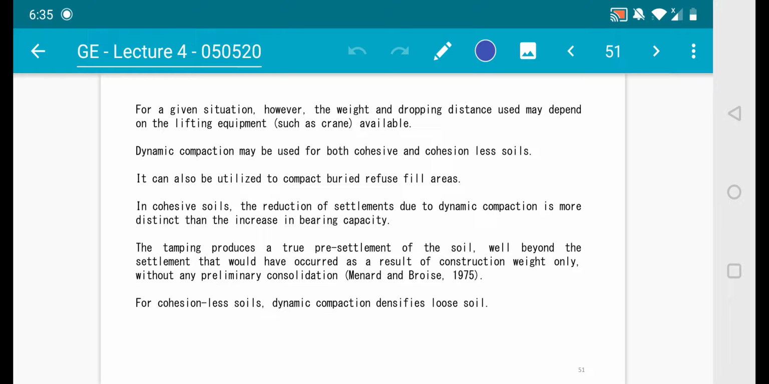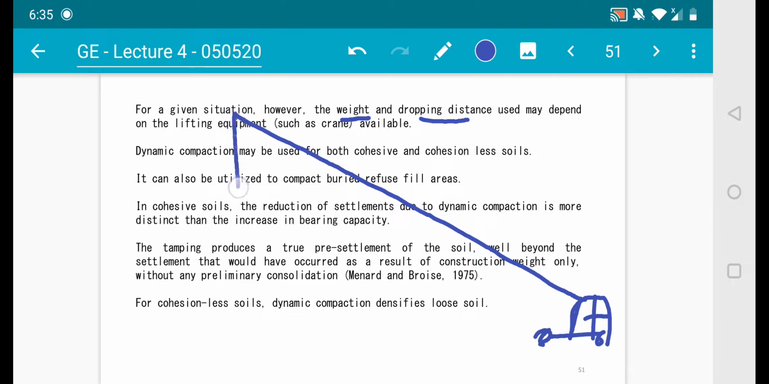Now, for a given situation, however, the weight and dropping distance used may depend on the lifting equipment, such as a crane, available. So imagine you have your crane here. That's the wheels. That's the loading. Dynamic compaction may be used for both cohesive and cohesionless soils. It can also be utilized to compact buried refuse fill areas.